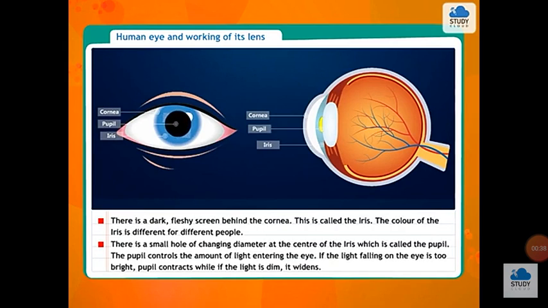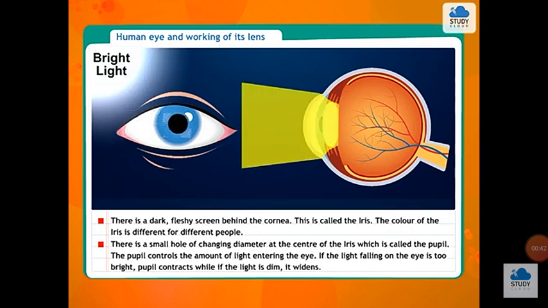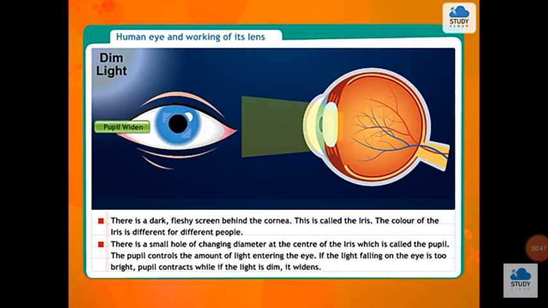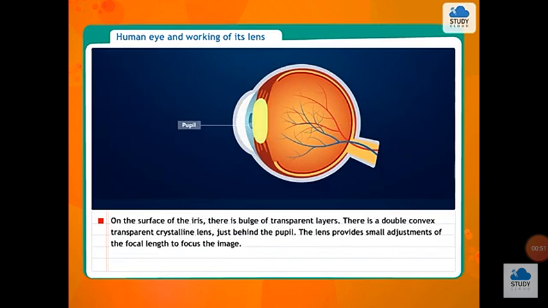The pupil controls the amount of light entering the eye. If the light falling on the eye is too bright, pupil contracts, while if the light is dim, it widens. On the surface of the iris, there is bulge of transparent layers.